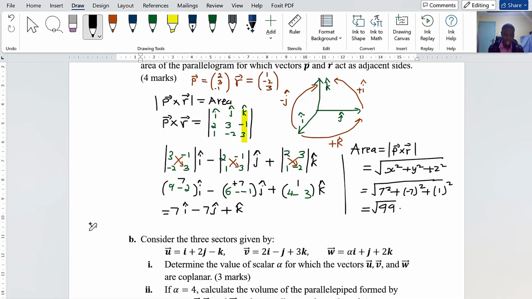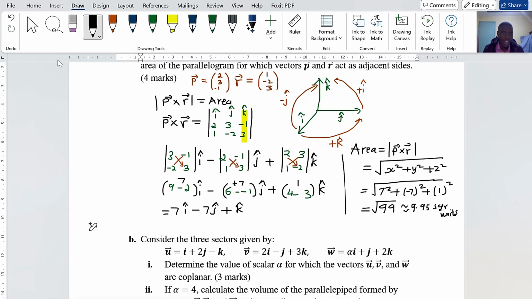And close the bracket. So the square root of 99 is approximately equal to 9.95 square units, because it was the area. So it is square units.